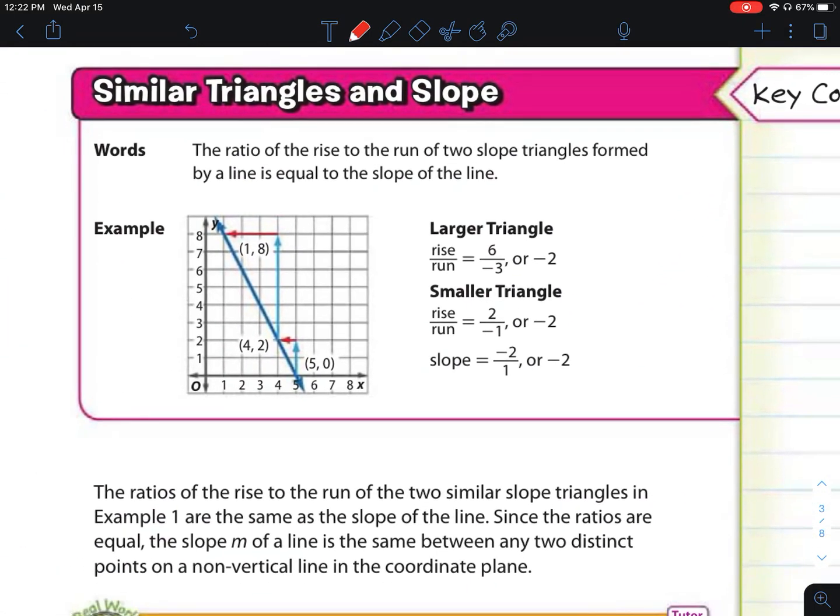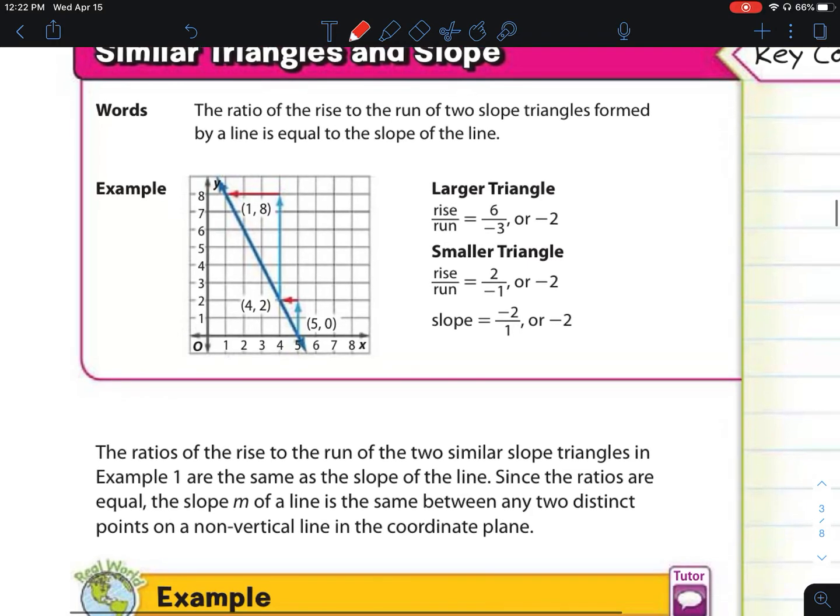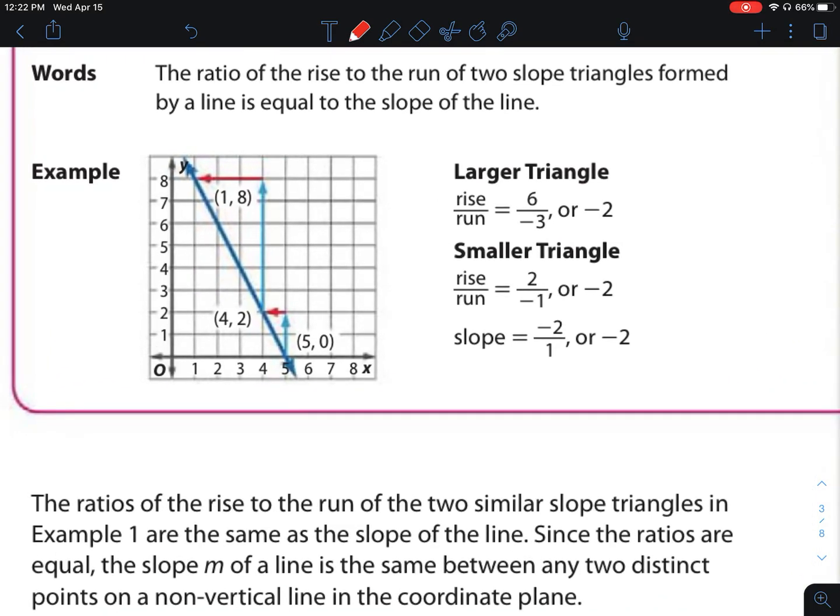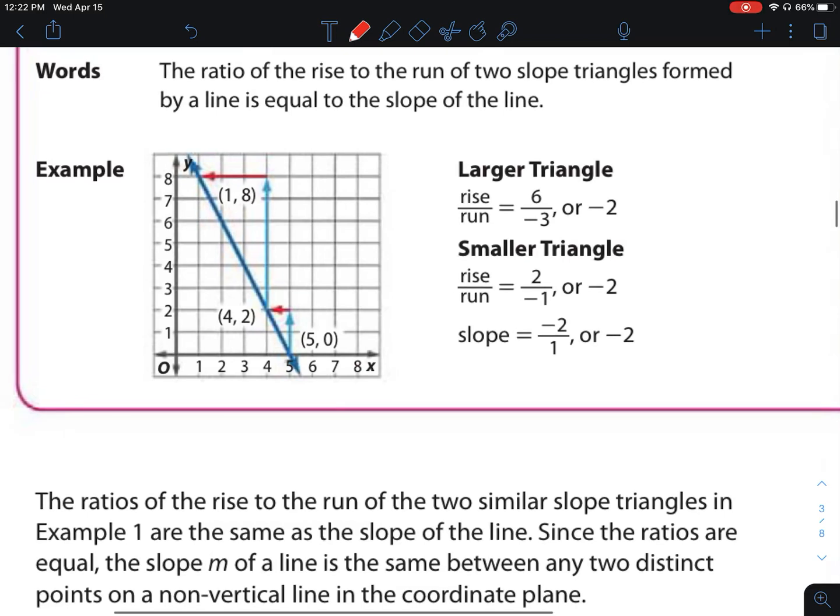Okay? So let's look at similar triangles in slope. The ratio of the rise to the run of two slope triangles formed by a line is equal to the slope of the line. So what does that mean? If you look at the larger triangle, the rise is 6, 1, 2, 3, 4, 5, 6. The run is -3 because you go to the left, 1, 2, 3, -3. Okay? So if you do rise over run, it's 6/-3 or -2.